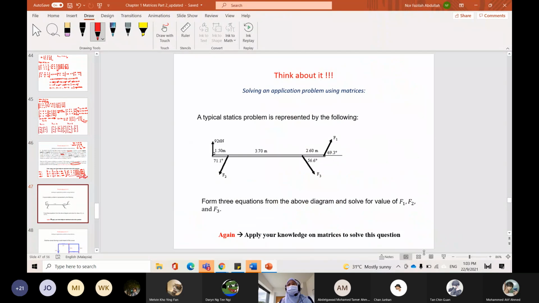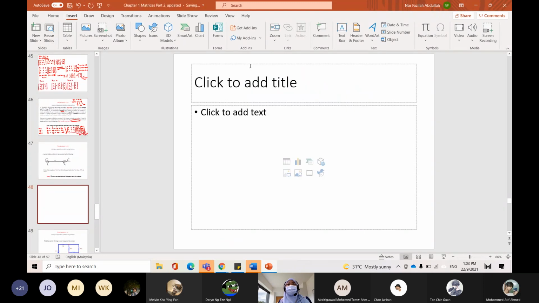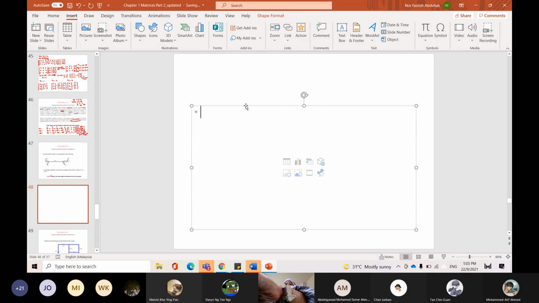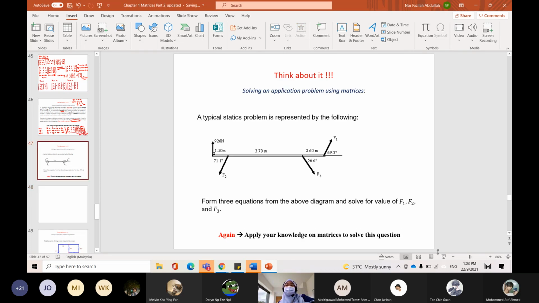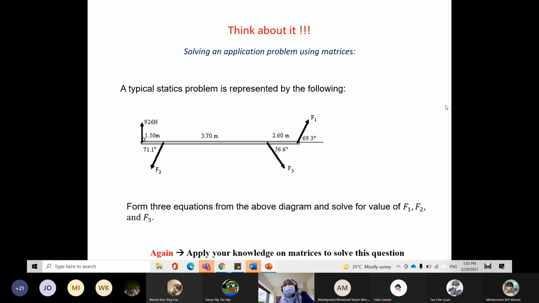Let's look at this engineering problem. For the mechanical and mechatronic students, I think you are familiar with this structure. Even civil engineering students are also familiar with this. This one is a typical statics problem. So how can we solve this statics problem by using matrices?